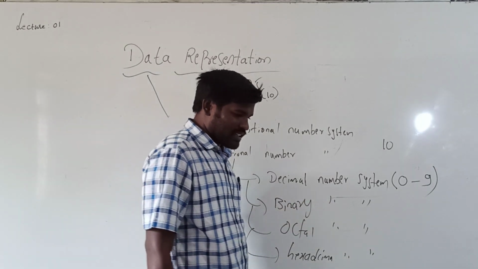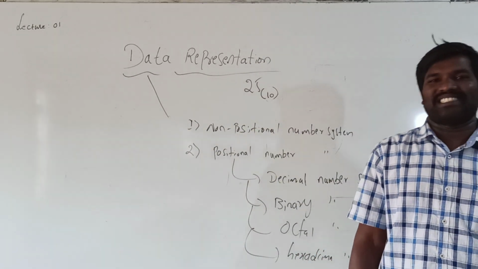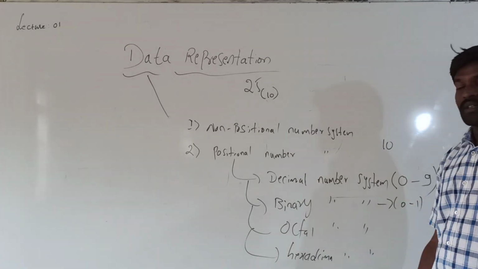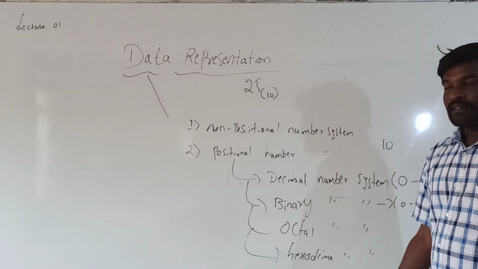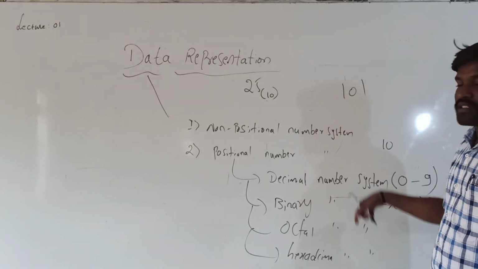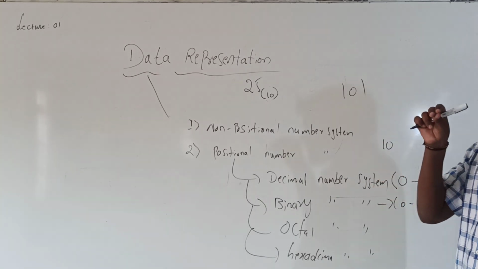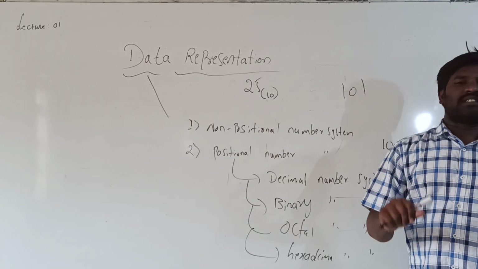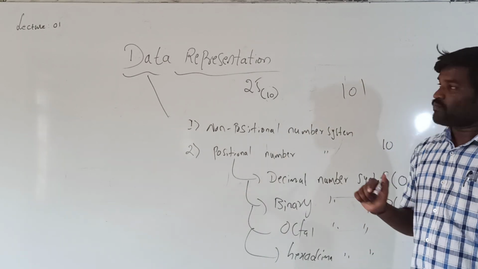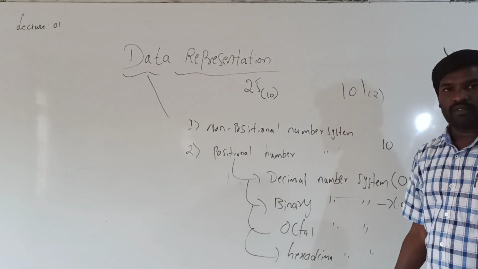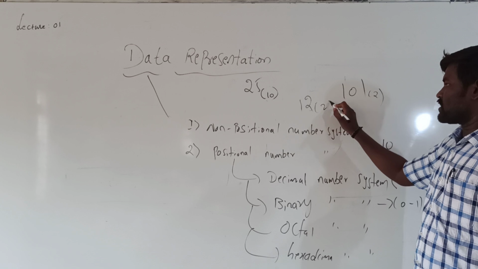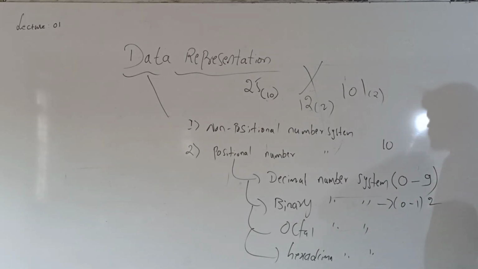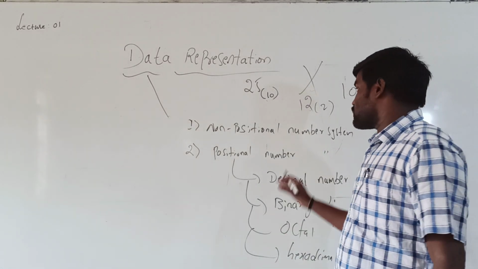Next is the binary number system. Binary, I already told, consists of only two digits, that is 0 and 1. The base of the binary is 2. For example, 101 is a binary number, because the values you mention must be zeros and ones, and the base is 2. Suppose I mention 12 base 2, this is the wrong method, because 2 does not come under binary. In binary it consists of only zeros and ones.